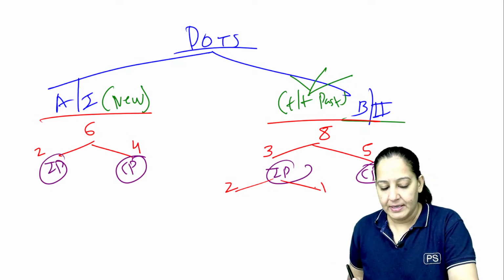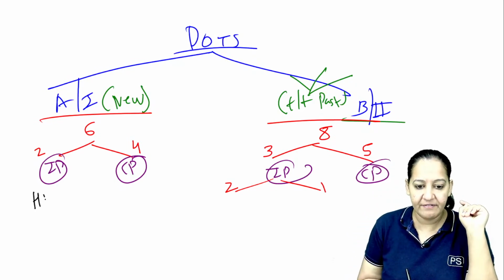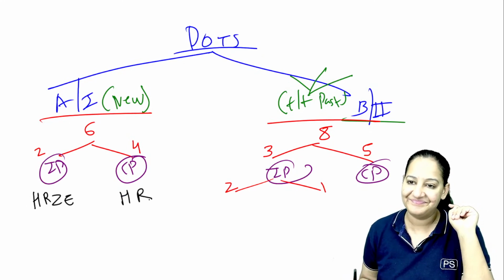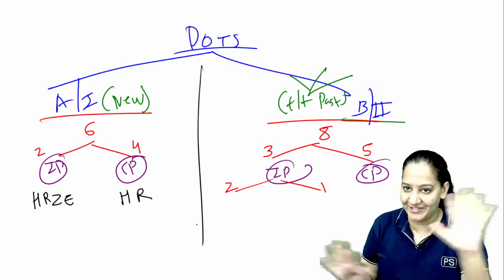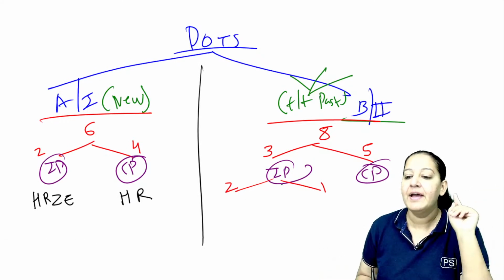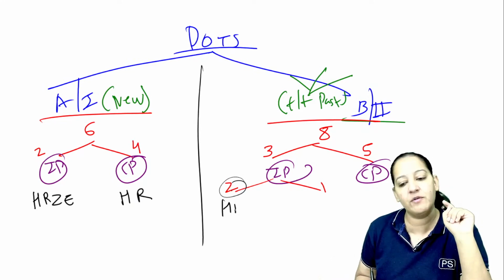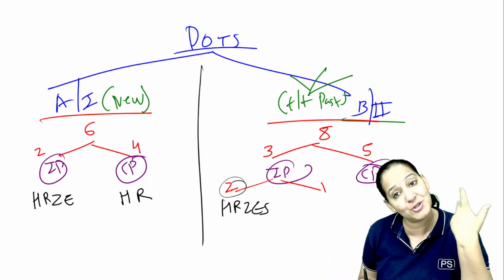Okay, let me try. Here we will give HRZE. Here only H and R. No injection, in Cat 1 no injection, no S. In Cat 2, category 2, the first 2 months of the intensive phase, we give all 5. HRZES.